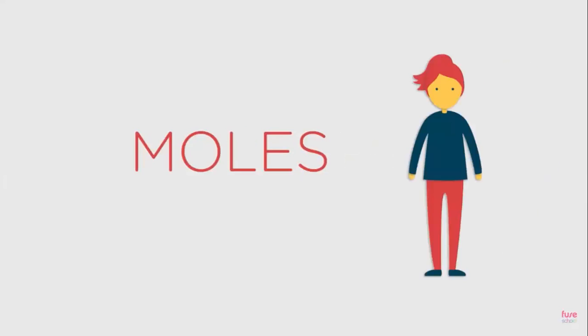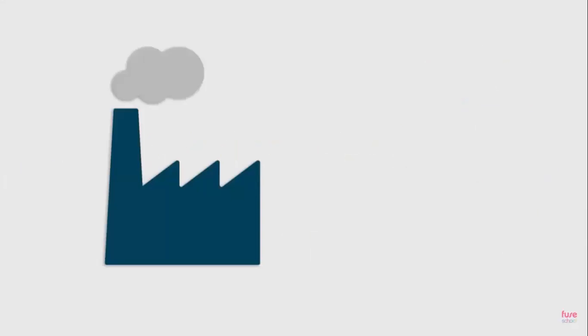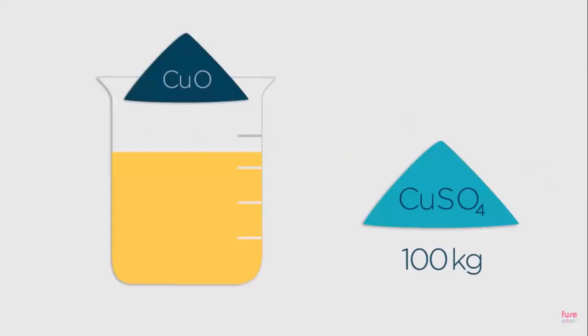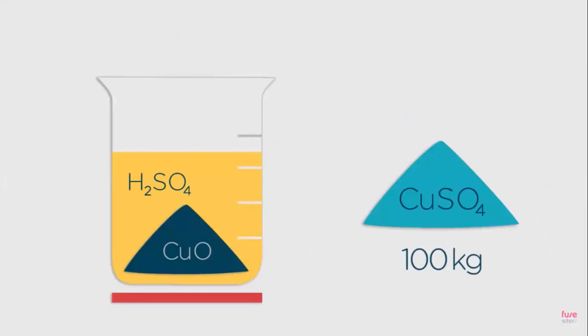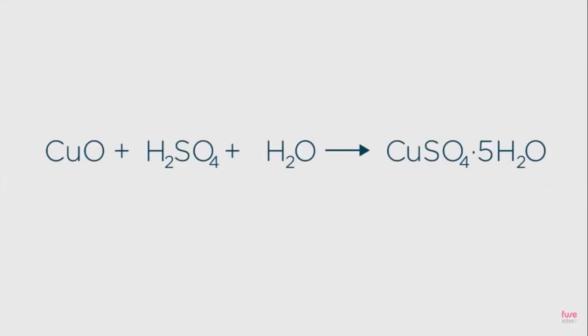Why are moles so important for chemists? Well, imagine you're one yourself and you work in a chemical plant. One of your customers has ordered 100 kilograms of copper sulfate crystals. To deliver this, you need to dissolve copper oxide in hot sulfuric acid. This will produce copper sulfate solution from which we can get the blue hydrated copper sulfate crystals that you might be familiar with. Here's the problem though.